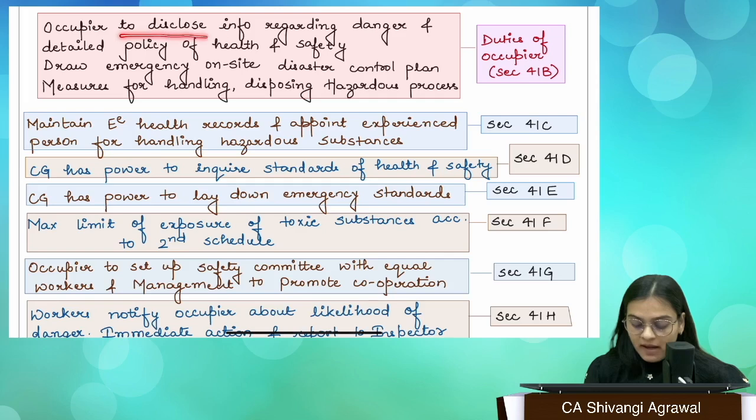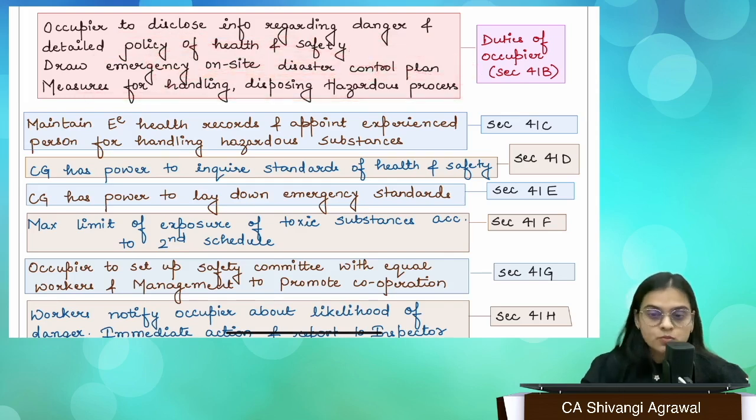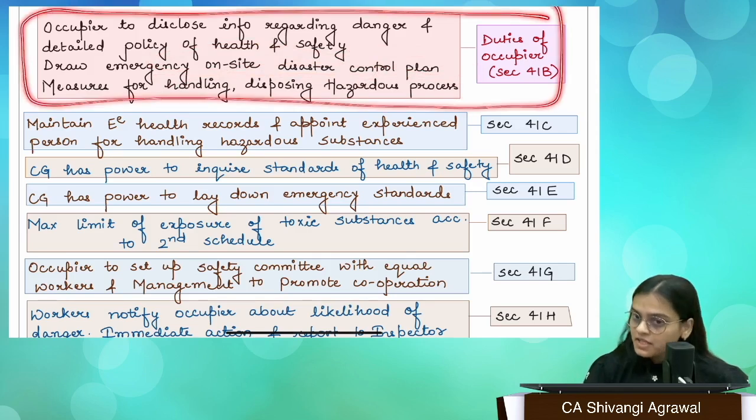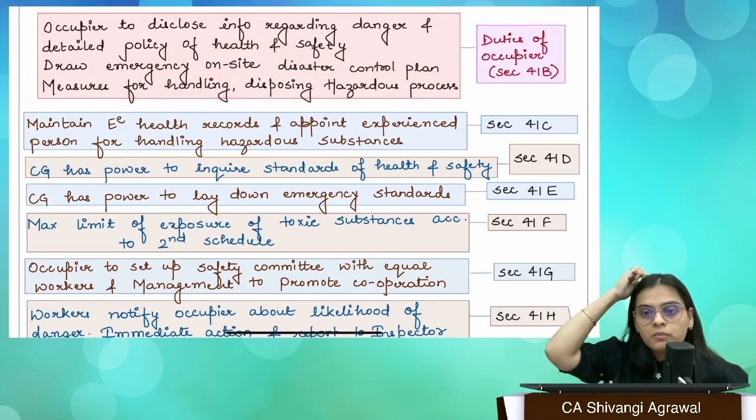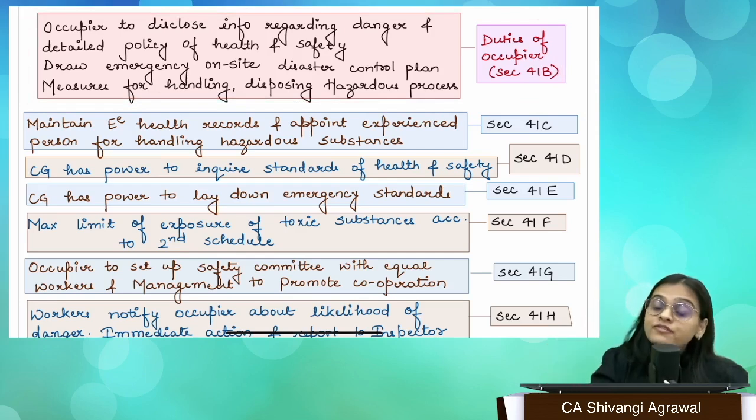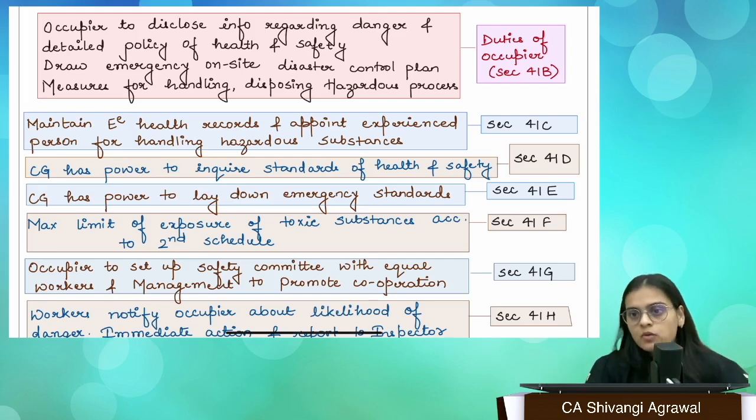Occupier has to disclose info regarding danger and detailed policy of health and safety, draw emergency on-site disaster control plan, measures for handling or disposing hazardous process, right? So this is not the duties of the occupier in general. The duties contained in section 41B actually talk of the occupier of any factory which involves hazardous process. So the disclosure is very much required, that what could be the probable health hazards and everything, right? So he has to lay down a detailed policy with respect to health and safety of the workers who are going to be employed. Fine.